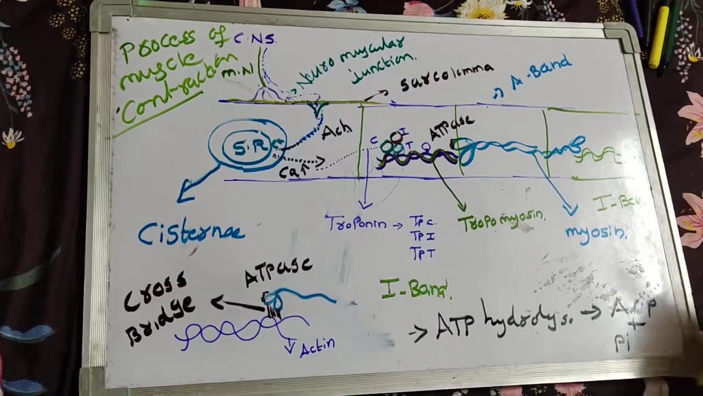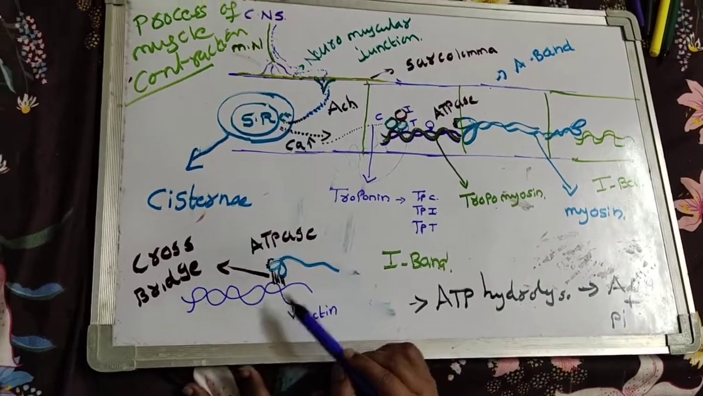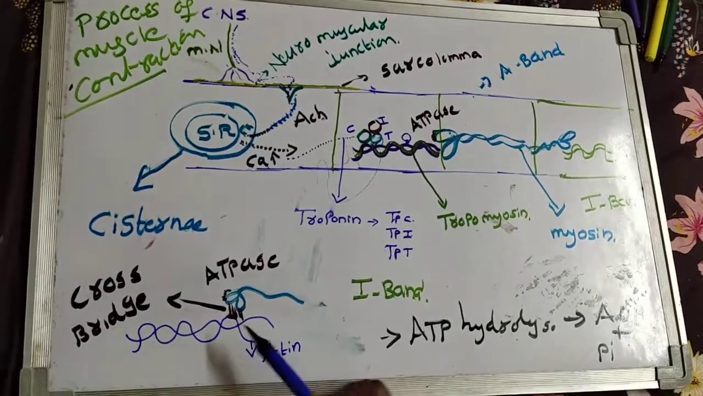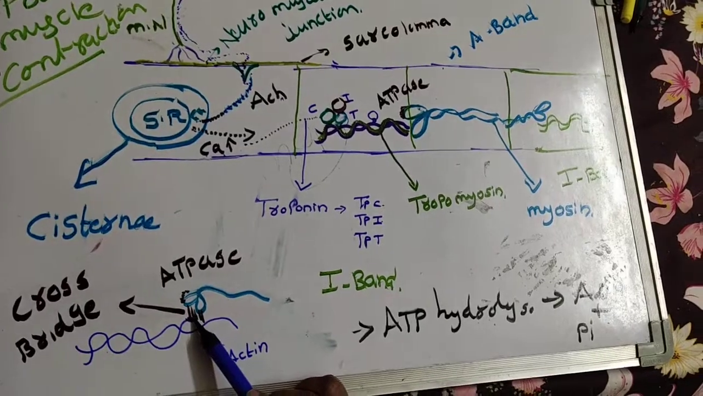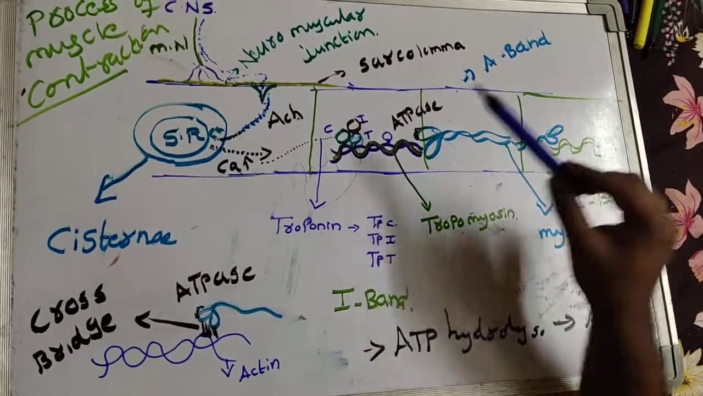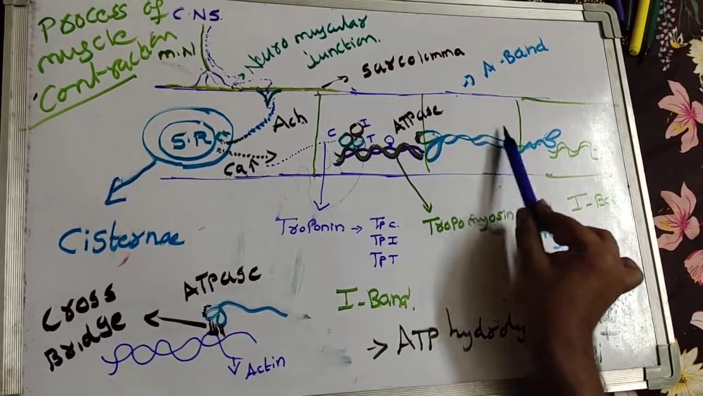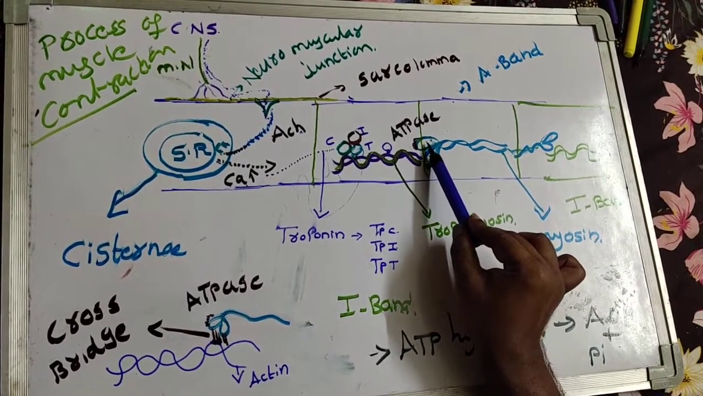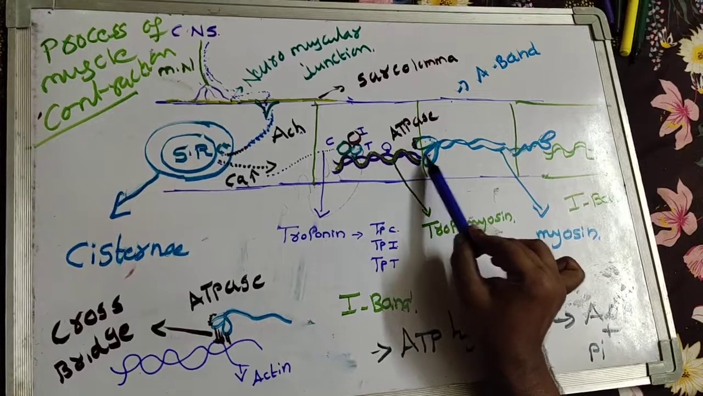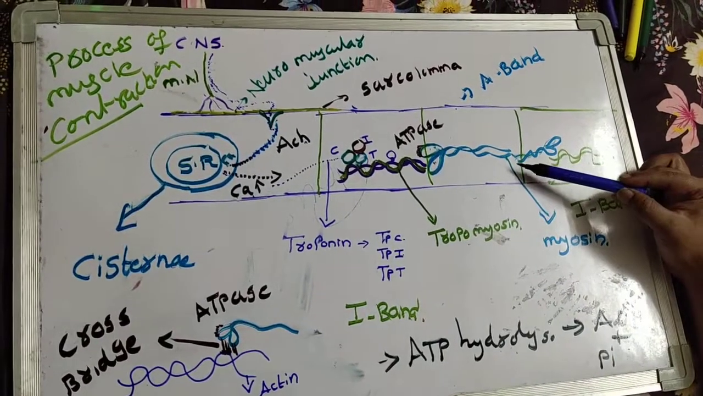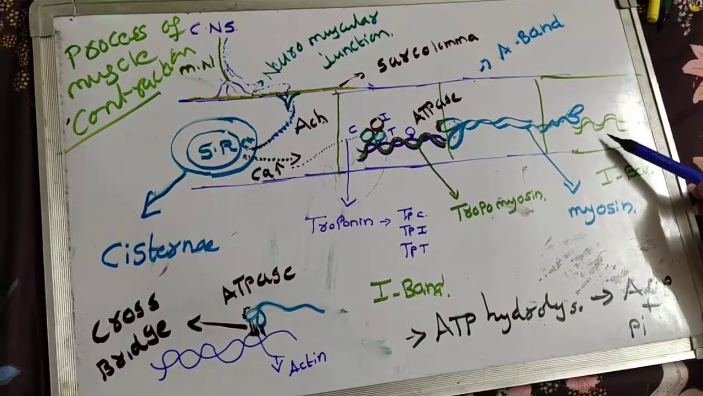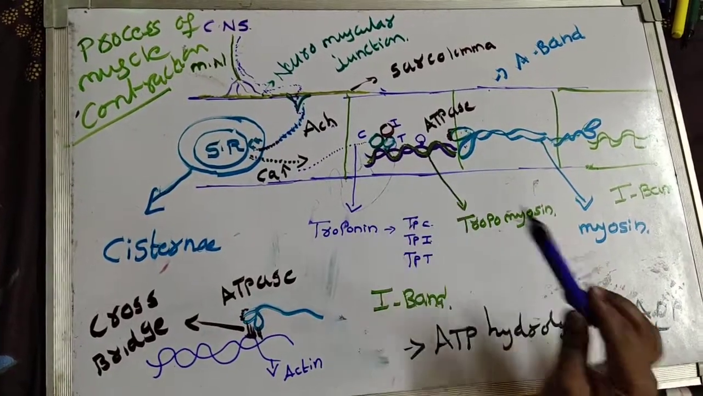Now here, see, when the active site is exposed, now you have to think of the active site. The active site is exposed. This is the exact location. This is the A band. The globular heads: the globular head is towards the I band. Here also a globular head towards the I band. This is actin. This is actin.